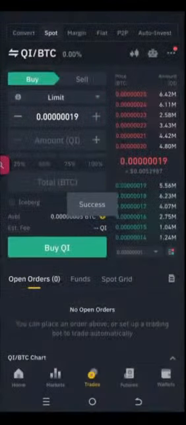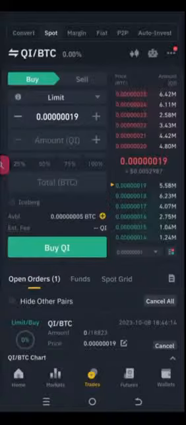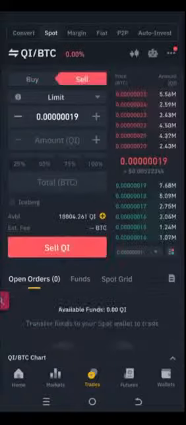Let's buy. Okay, so we're currently in the queue. Let's see how this goes. I'll be back to share with you the results. See you shortly. All right, I'm back. And we've already bought the QI. Wow. But let's quickly check whether we can actually do a quick sellout to QI USDT.